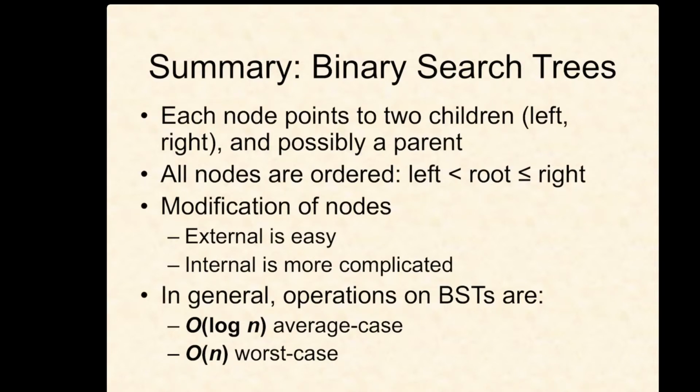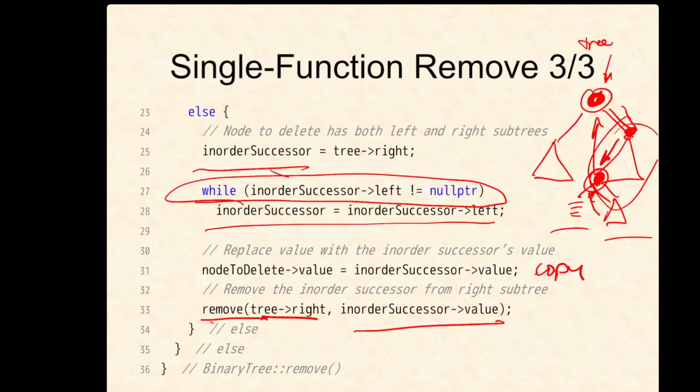Okay, we have one question from Fawn. Can we explain why we go to the right at the beginning of the else? We go to the right at the beginning of the else because we want the smallest node larger than or equal to the node we're deleting. So we have to go right first because this subtree is the subtree that is greater than or equal to.